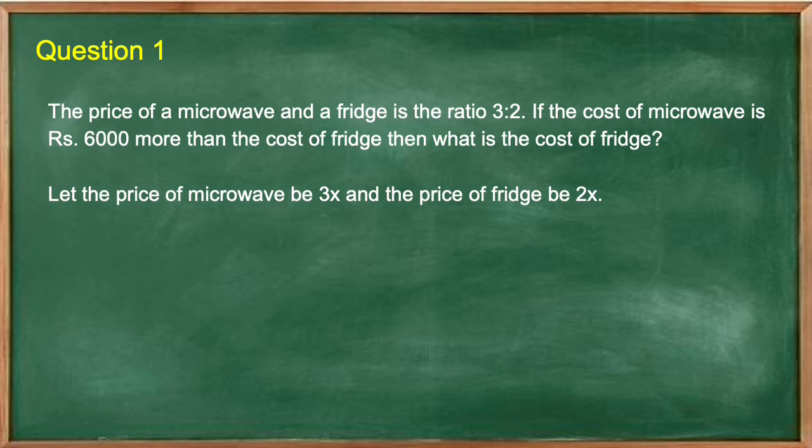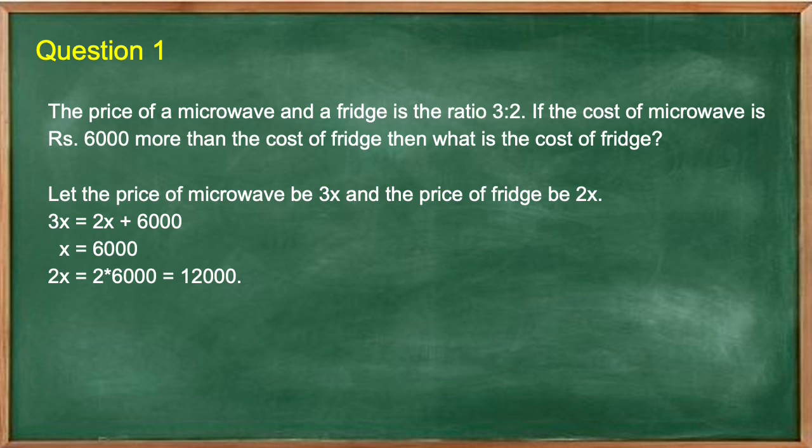Now it has been mentioned in the question that the cost of microwave is rupees 6,000 more than the cost of the fridge, which can be written as 3x is equal to 2x plus 6,000. With this we can find the value of x. So x is equal to 6,000. We have to calculate the price of fridge, which is 2 into x. So 2x is equal to 2 into 6,000, which is equal to 12,000. So our answer is 12,000.